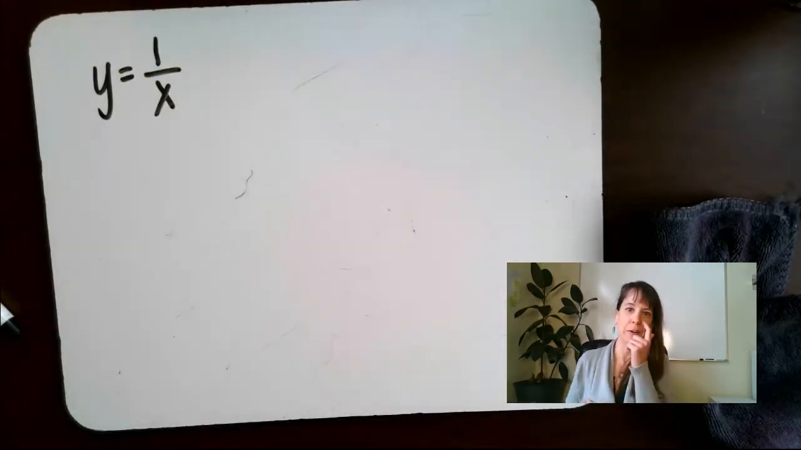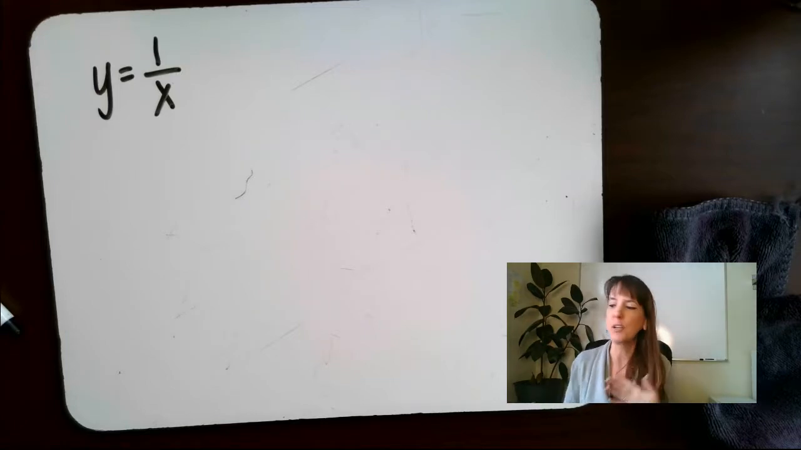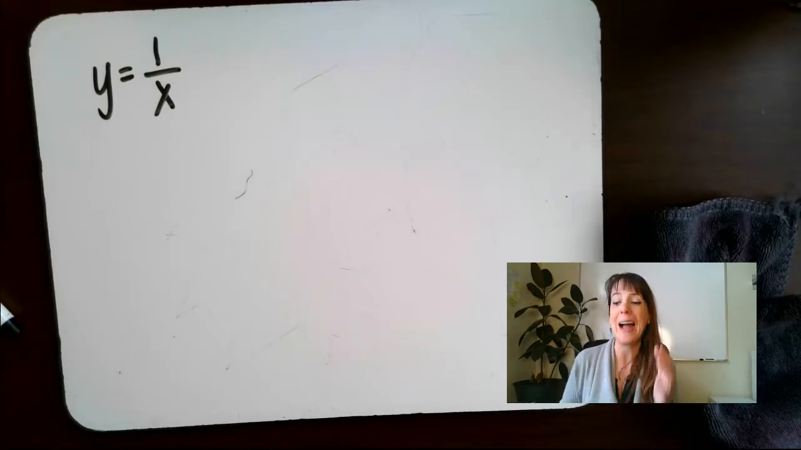Y equals 1 over x, guys. And like I said, you can go to Desmos and look these guys up. However, let's talk about this. This is going to be your first introduction to asymptotes.